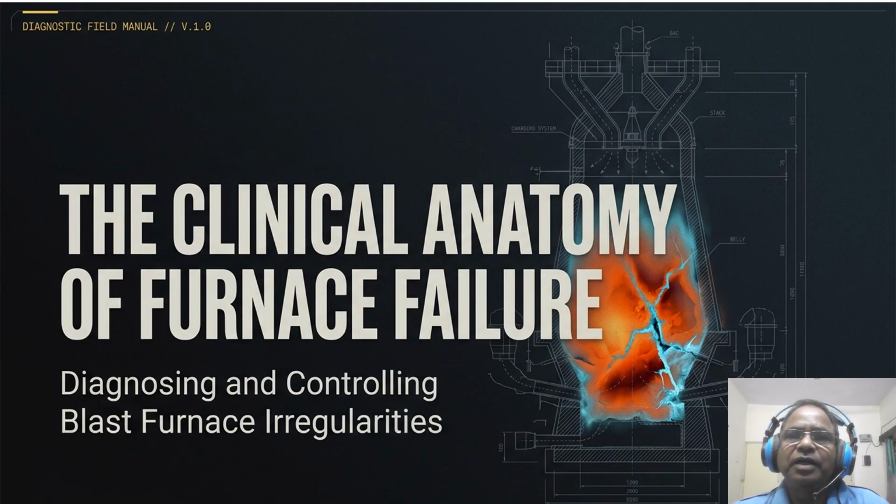If you look at the title graphic, you will see a blueprint style overlay of a furnace where the internal heat, the heart of the process, is fractured by icy blue cracks of irregularities. By the end of this session, you will be able to first identify early telemetry signatures before a catastrophic event.